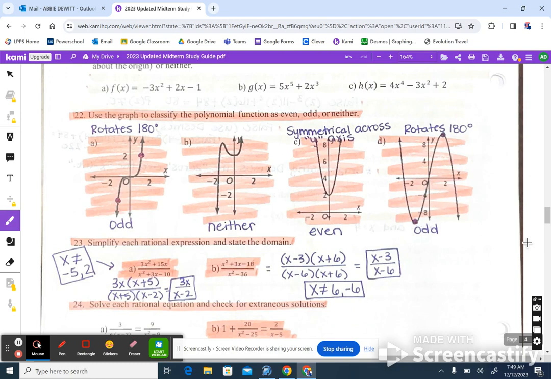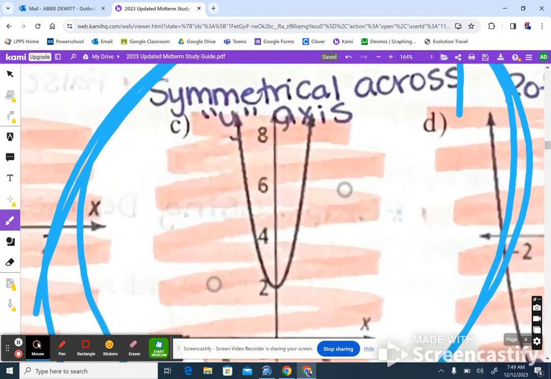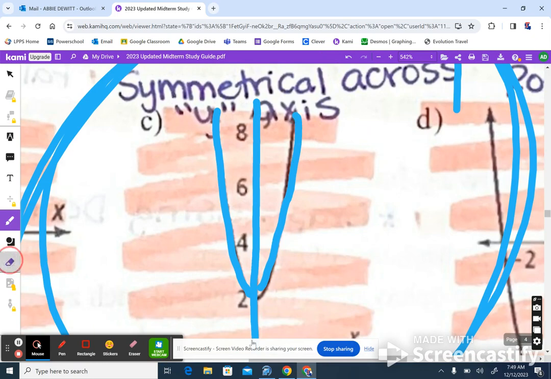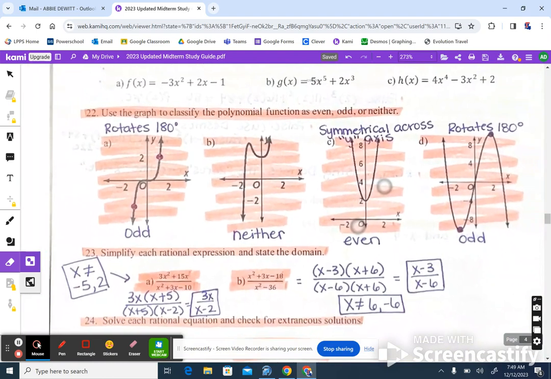So remember that for a graph to be even, like this graph here, even means symmetrical across the y-axis. That means if I split, I'll zoom in here. If I split this graph right down the middle of the y-axis, does the left side look like the right side? Yes. So that graph is even. That's what even means, symmetrical.